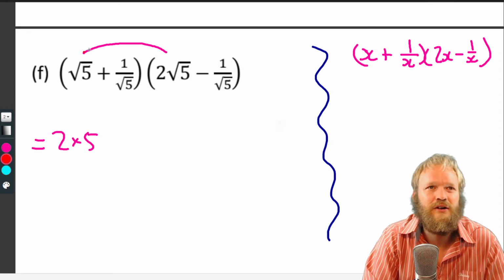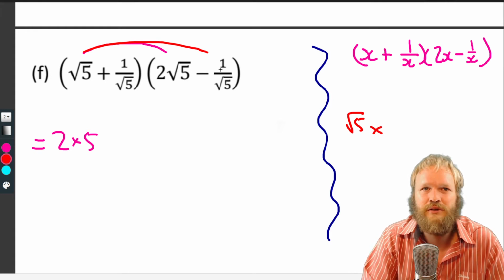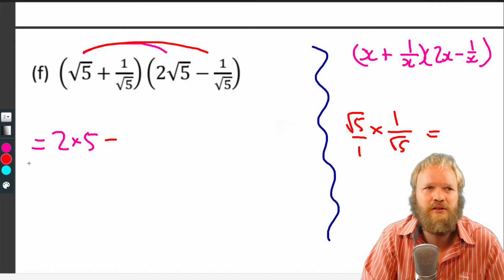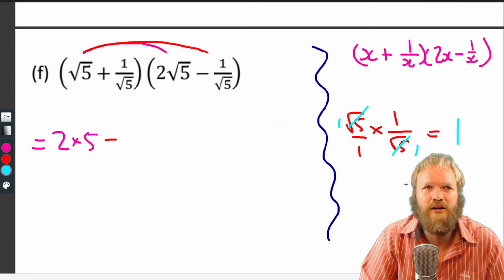Okay, then we've got square root 5 times negative 1 over square root 5. Well, I'm just going to do this in my working space here. Times, I'm going to forget the sign because I know it's negative. 1 over square root 5. Okay, well, how do I multiply fractions? I just go over 1. Oh, some things are kind of cross-cancelling. Square root 5 goes in there once, goes in there once. So that's just 1. Right?